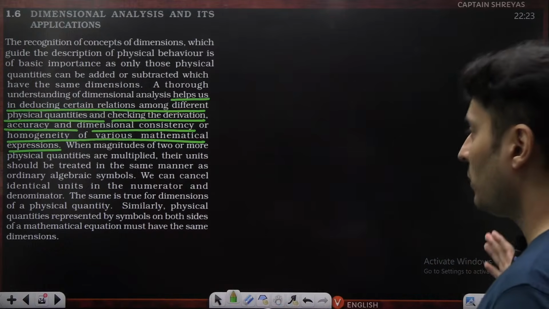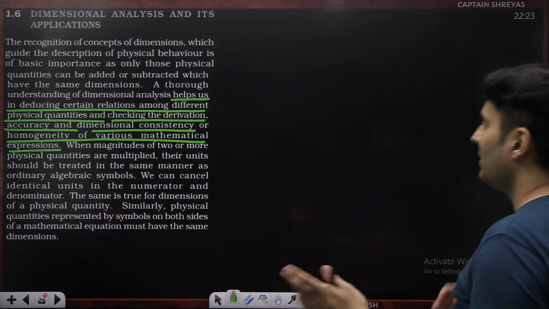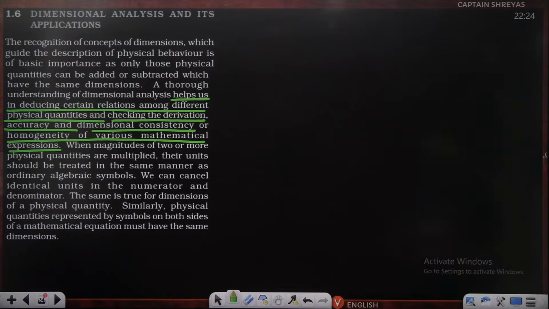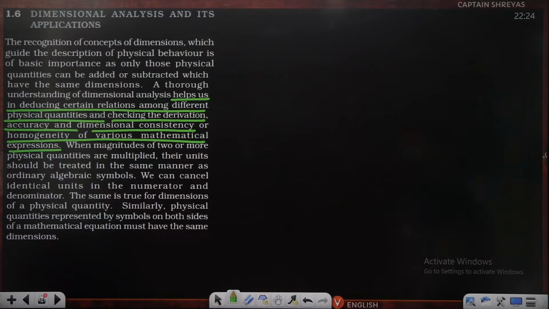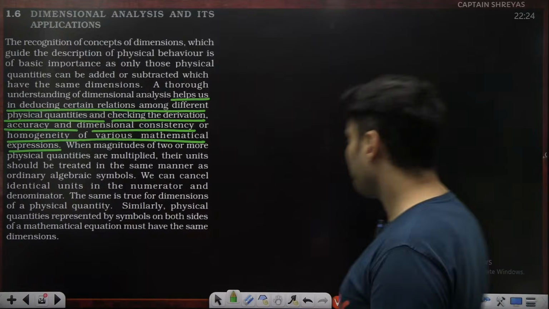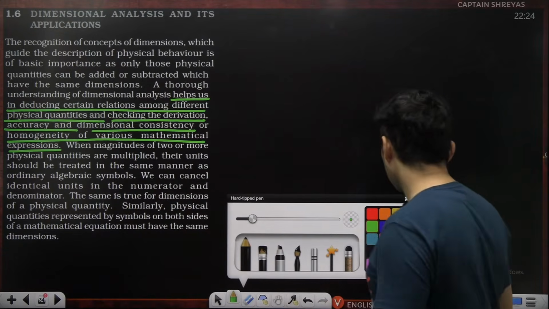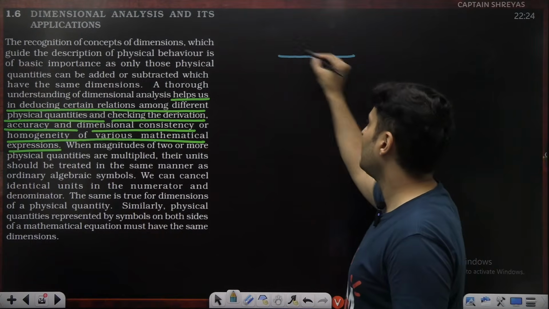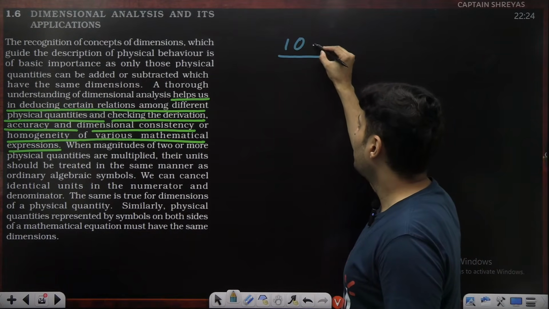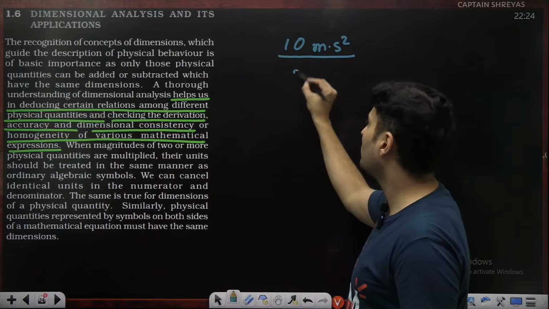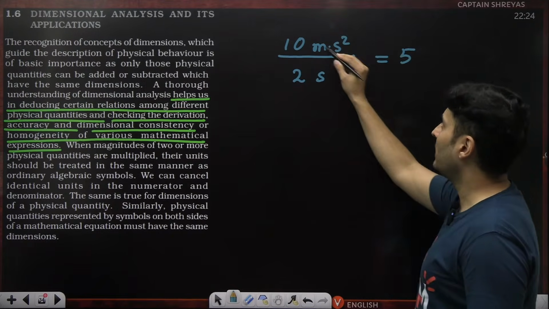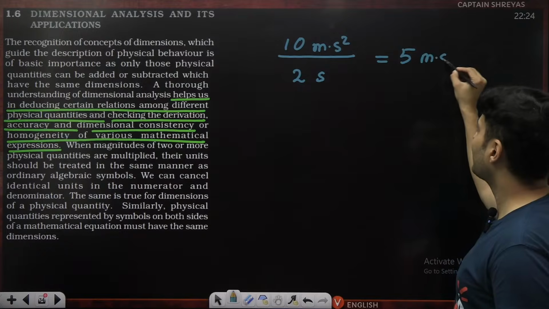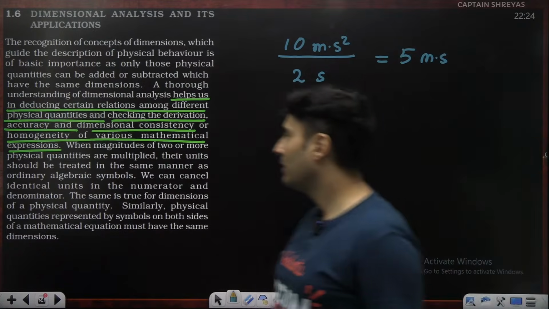When the magnitudes of two or more physical quantities are multiplied, their units should be treated in the same manner as ordinary algebraic symbols. We can cancel identical units in the numerator and denominator. Same is true for dimensions of physical quantities. Similar physical quantities represented by symbols on both sides of a mathematical equation must have the same dimension. Okay, see, tell me one thing. When you get an expression, let's say it is like 10 meter second square divided by something like 2 seconds over here, 10 by 2 you do normally, which is 5. Second cancels and you will get meter second over here. You can cancel the units, right? Correct.